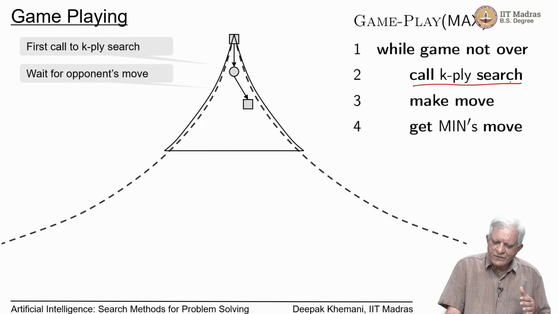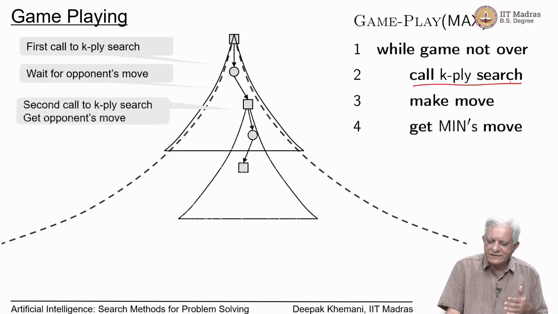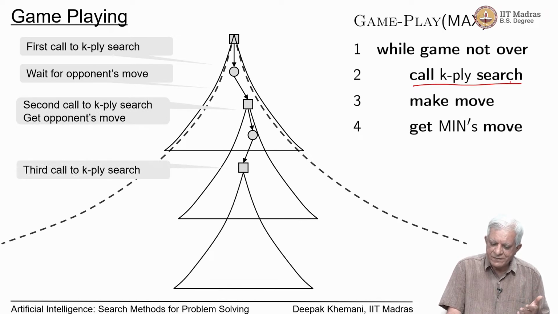So, you have made your move by doing K-ply search, the opponent has made a move, it is your turn to move again. What do you do? You call the K-ply search again. So, look further into the tree and then make your move, and then the opponent will make the move, and then you again call K-ply search. So, for every move that you have to make, you are doing K-ply search.